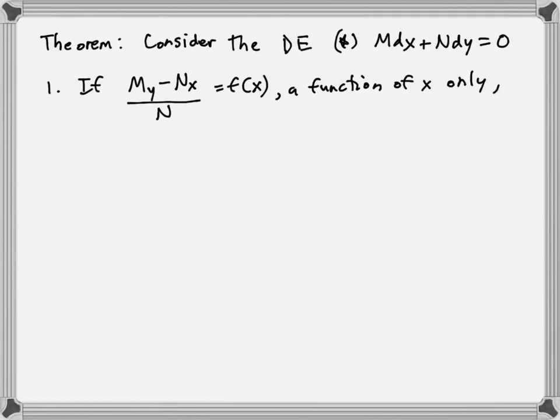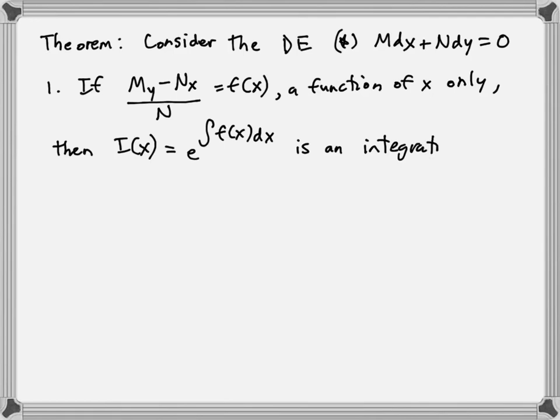This is what we mean by that. If doing My minus Nx and then dividing by N gets rid of all the y's and you only have x's left, then it's going to have an integrating factor, and I will even tell you how to find it. Then I of x is going to be e to the integral of this f function. This guy is an integrating factor for star.